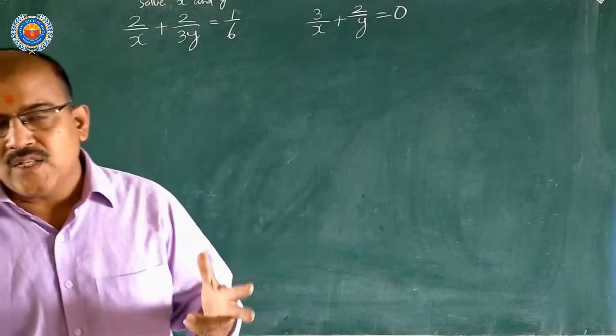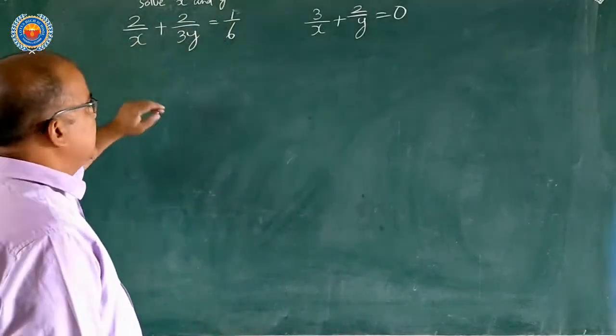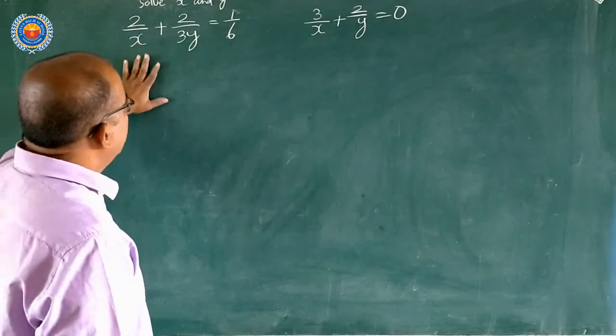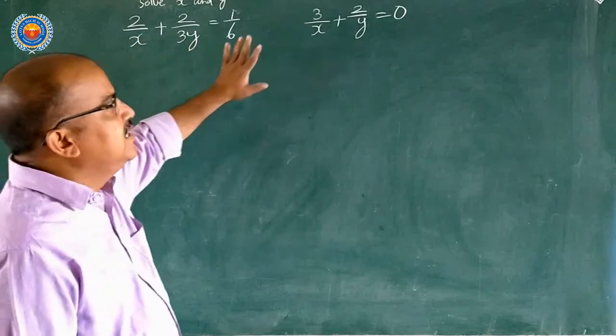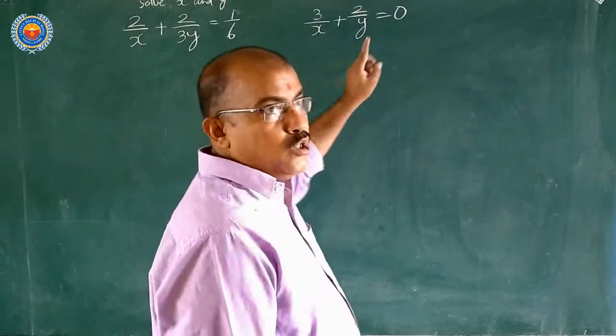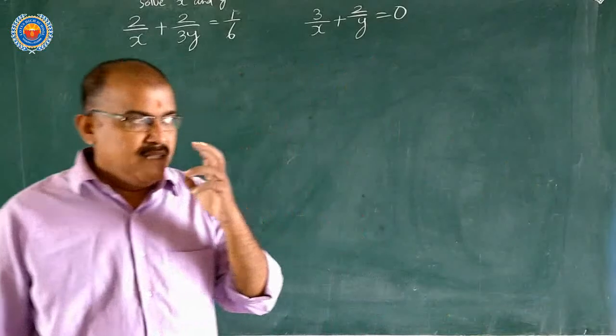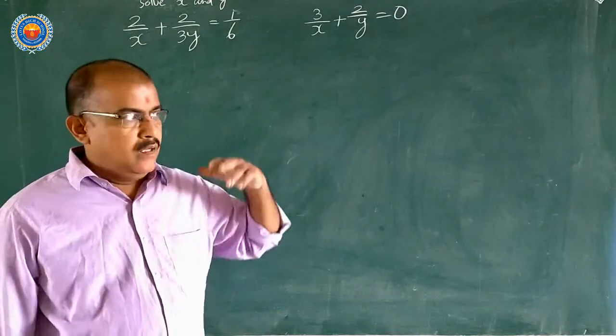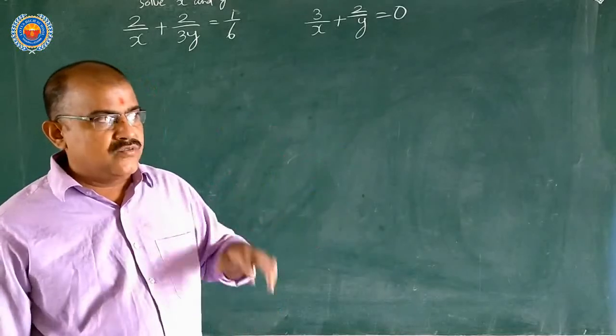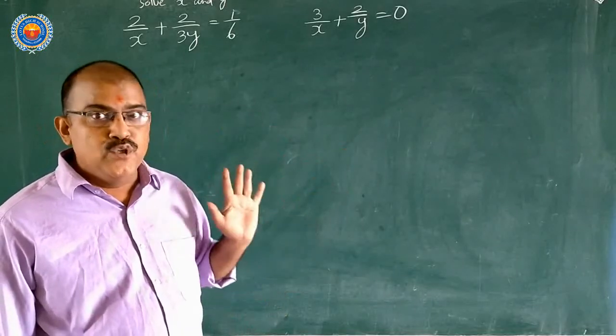Okay, solve x and y. This is the second sum: 2 by x plus 2 by 3y is equal to 1 by 6, and 3 by x plus 2 by y is equal to 0. These are also equations that are not in the form of linear equations in two variables. That's why we are using the reducible concept.